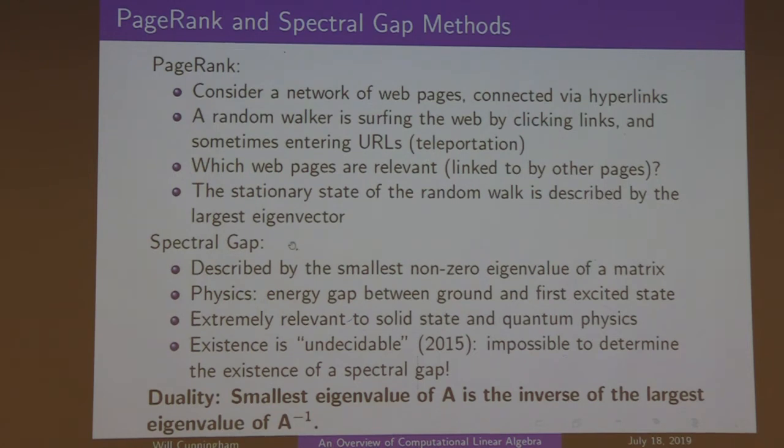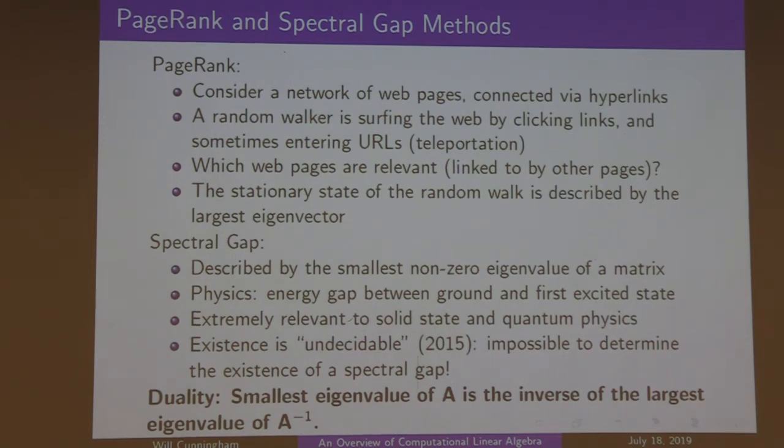On the other hand, if you're looking at the spectral gap, that is the opposite end, where you're looking at the smallest eigenvalue, okay? And in physics, this has applications everywhere. It's the energy gap between the ground and first excited state, or equivalently, in a system where you have one or more eigenvalues that are 0, it would be the first non-zero eigenvalue.